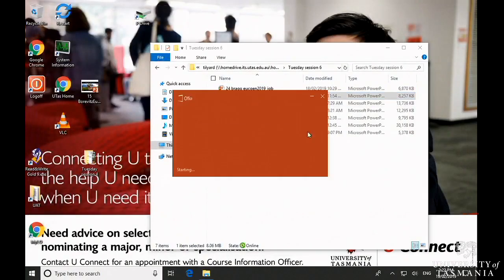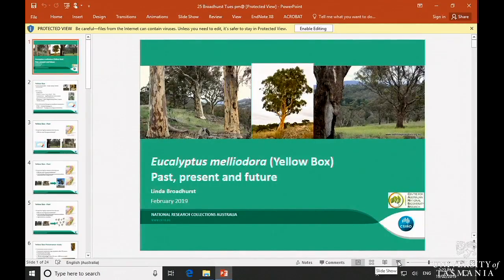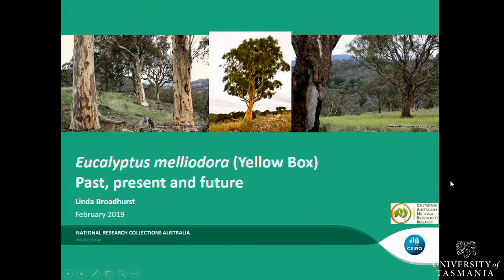So our next speaker is Linda Baldwin from the Australian National Biodiversity Research Centre at CSIRO in the National Collections. And she's going to talk to us about Eucalyptus meliodora. Lots of information. Lots of stuff about meliodora. An important tree in the east.